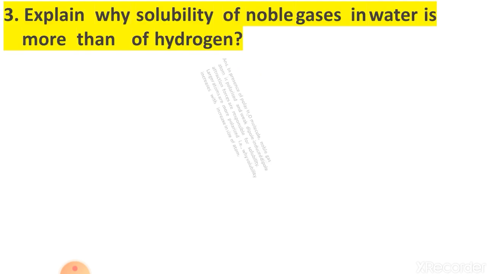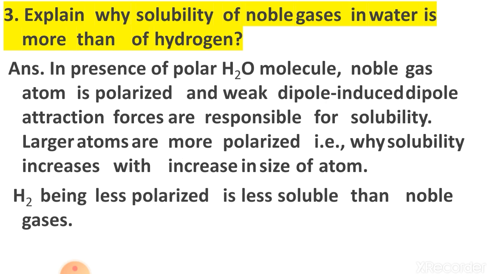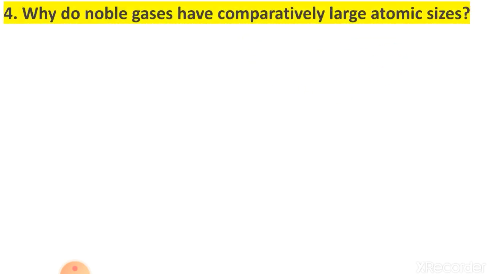Now question number three: explain why the solubility of noble gases in water is more than that of hydrogen. Again here, look at the conditions. In the presence of polar water molecules, the noble gas atom is polarized, and weak dipole induced dipole attraction forces are responsible for their solubility. Larger atoms are more polarized, so solubility increases with increase in size of the atom. But H2, being less polarized, is less soluble than noble gases. This is due to the small size of hydrogen.